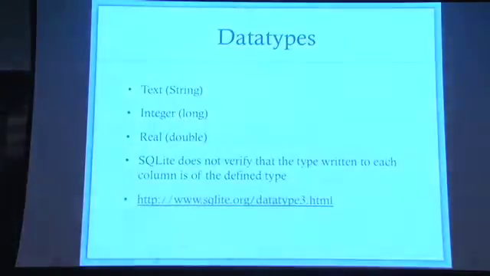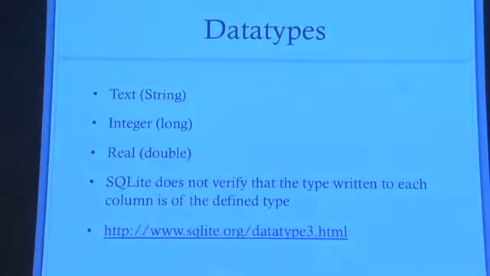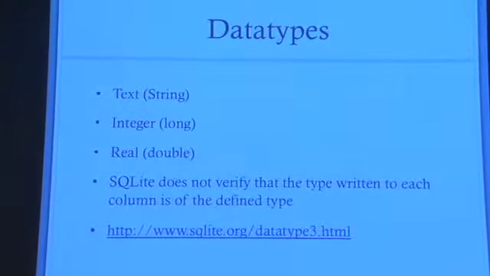So these are the main data types that are supported by SQLite: text, which corresponds to string values, integers, which correspond to longs, and reals, which correspond to doubles. And in SQLite, when you create a table, what you're going to be doing is creating a table and specifying what column names you want to have in the table. And for each column name, you're going to have to give that column name a type affinity, telling it what type you're going to be putting into that column.